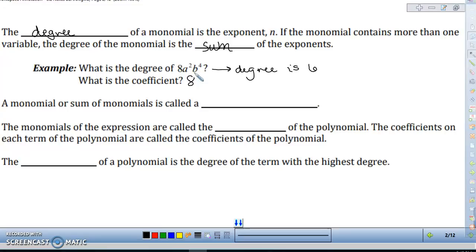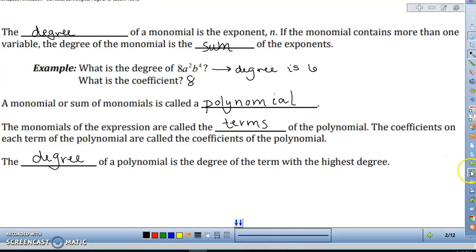So when we take a bunch of monomials and we put them together, a sum of monomials, or maybe a difference of monomials, that is what we call a polynomial. The monomials of the expression are called the terms of the polynomial, and the coefficients on each term of the polynomial are the coefficients of the polynomial itself. The degree of a polynomial is the degree of the term with the highest degree.